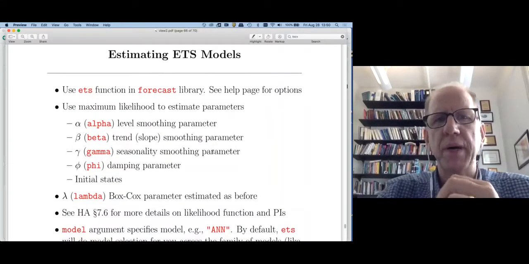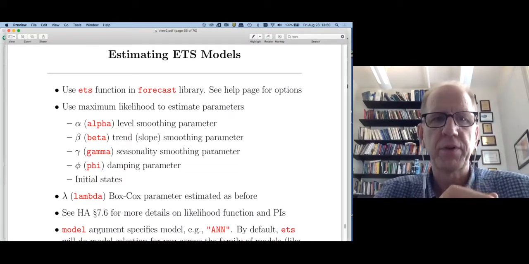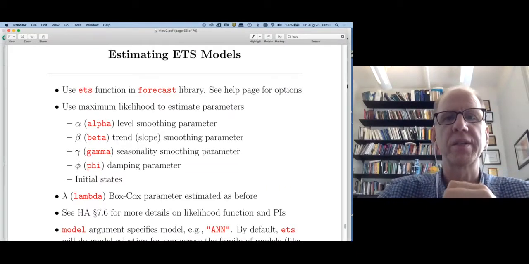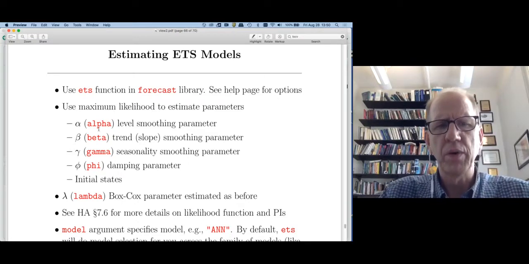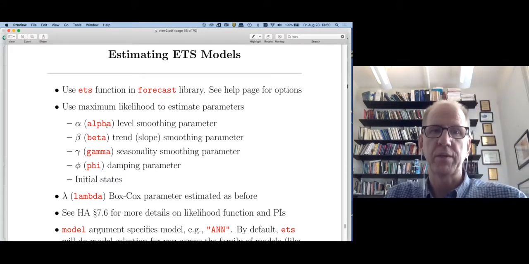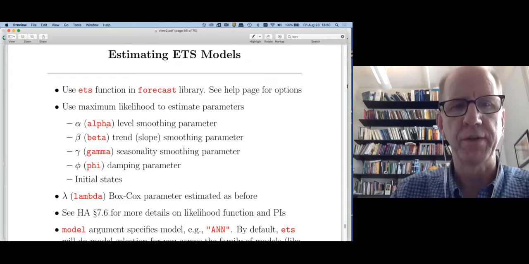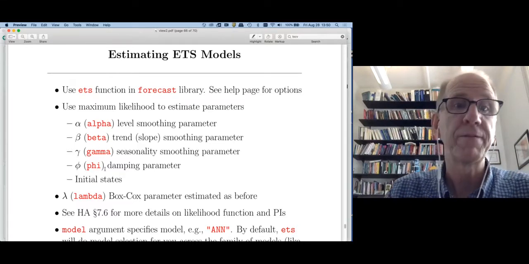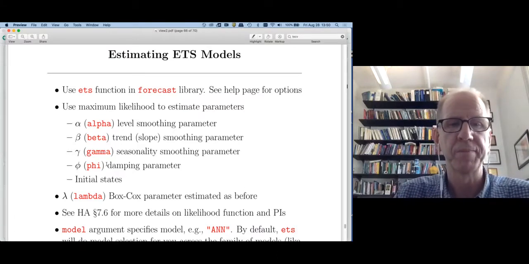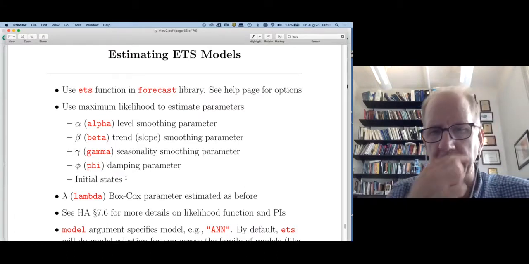How do we estimate these models? Well, there's a very nice function in the forecast library called ETS. ETS has the following parameters in red. And so you can set these values to null if you don't want to consider them. Or you could specify them if you want to specify, for example, an alpha. So alpha, beta, gamma are the smoothing parameters. Phi is going to be our dampening parameter. Initial states are going to get estimated.